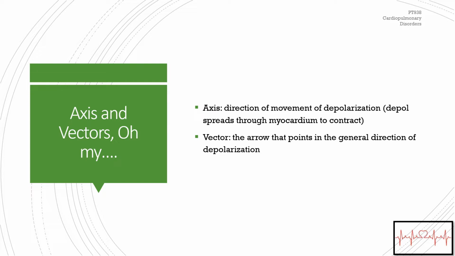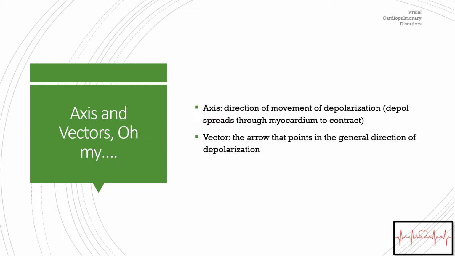And I need you to keep in mind that electrical activity depolarizes from the AV node down through the ventricles, through that septum and through the myocardial wall, from the endocardium to the outside of the muscle wall. So it goes from the center out. Think of it that way, okay? So that's the vector. The axis is the direction of movement of that depolarization.